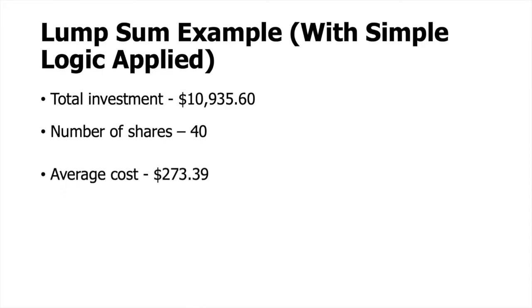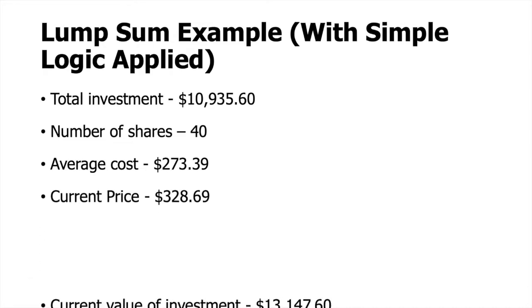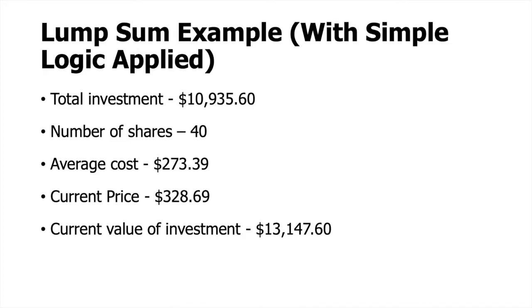The average cost here is $273.39 and the current price is $328.69. So the value of our investment now is $13,147.6, and this represents an increase of 20.2%. So here, just by investing when the market was down by 10%, when we saw the first 10% drop, we've managed to get a significant increase in our return.